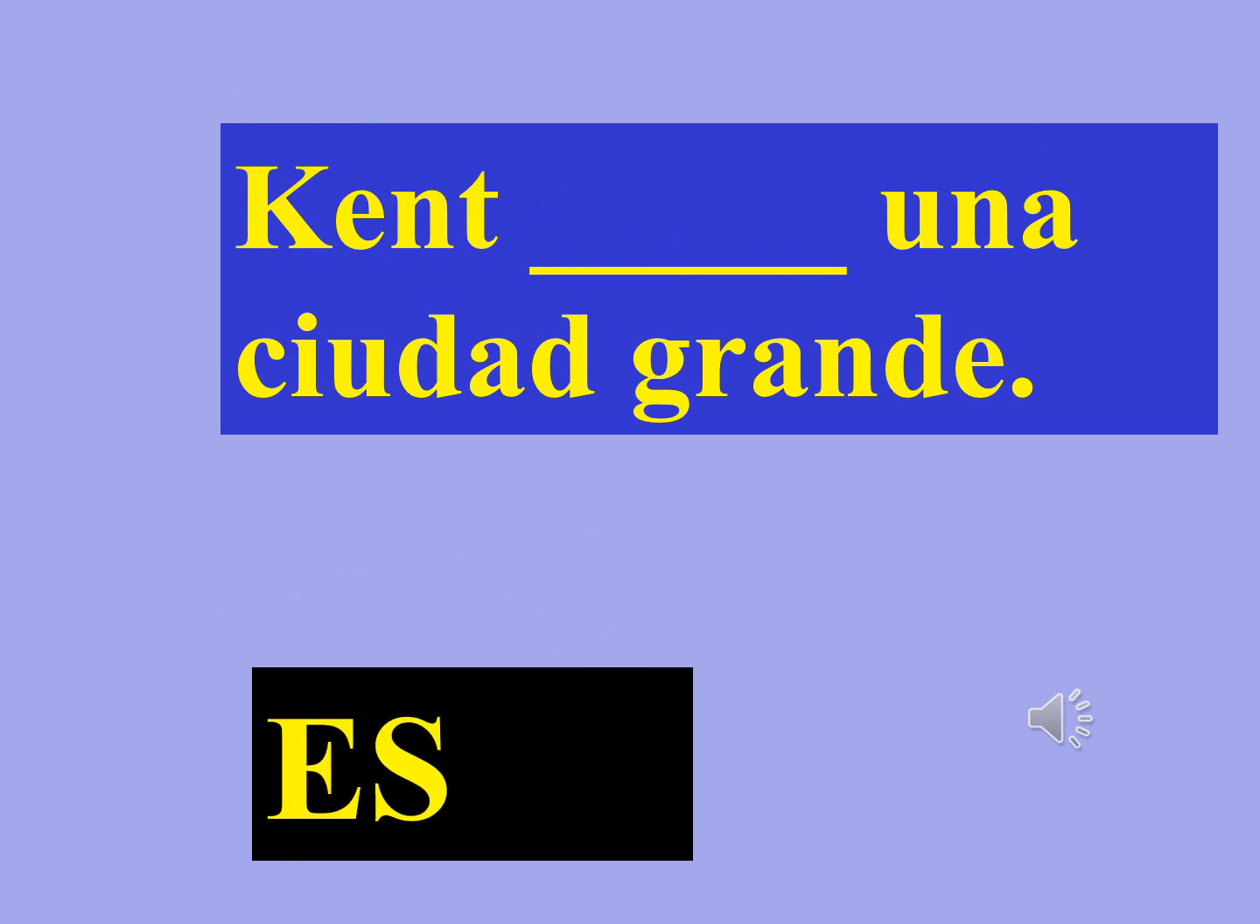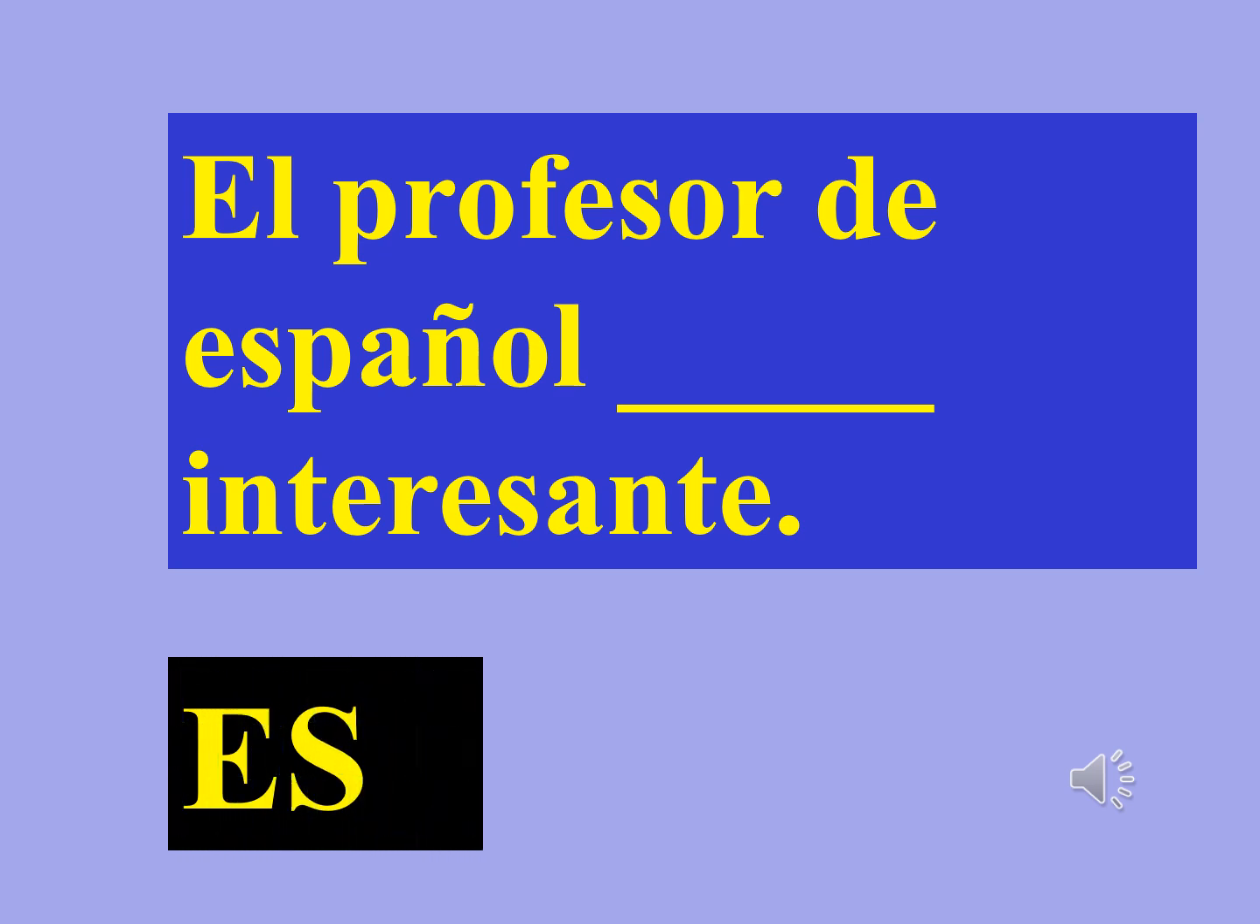Description of Kent, therefore we're using ser, and the correct form would be es. Kent es una ciudad grande. El profesor de español es interesante. Description of the profesor, not a physical description, but one of kind of personality, I guess you would say. He's not boring, es interesante, so we're going to use the verb ser, and the correct form would be es.